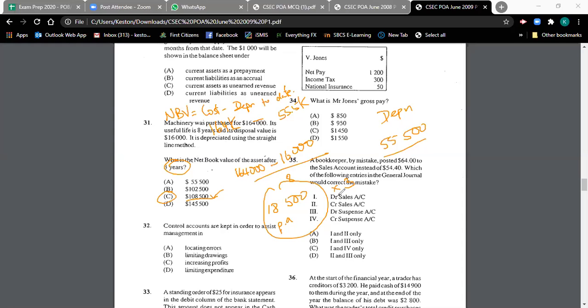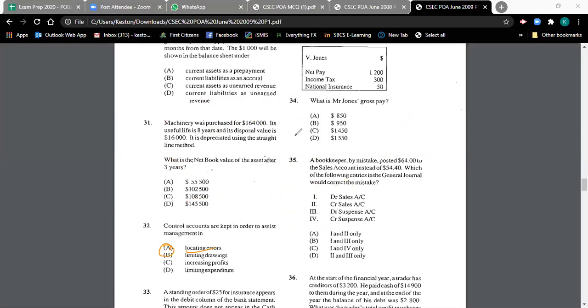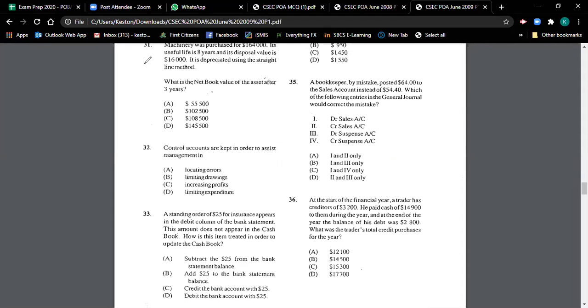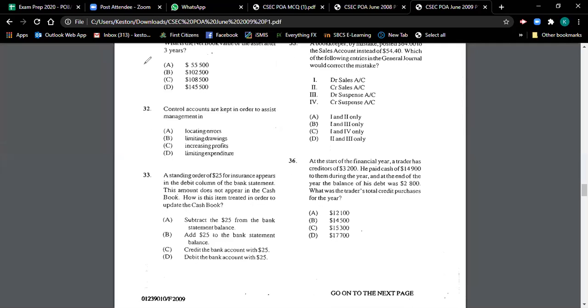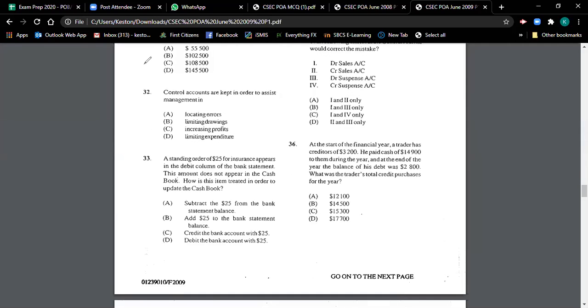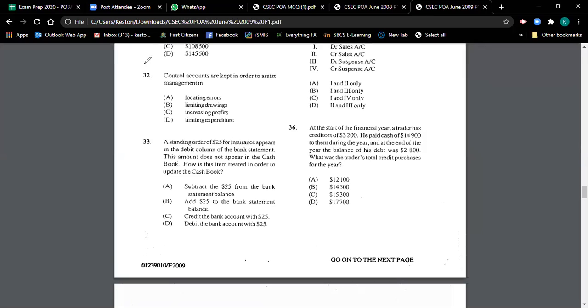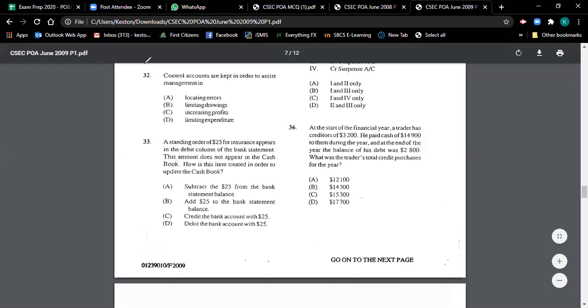32, control accounts, locating errors. Another repeat, you all know this one. 33, a standing order for $25 for insurance appears in the debit column of the bank statement. The amount does not appear in the cash book. How is this item treated in order to update the cash book? You have to C, credit the bank account, $25. Very good.